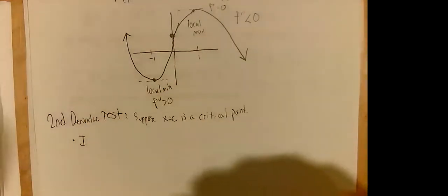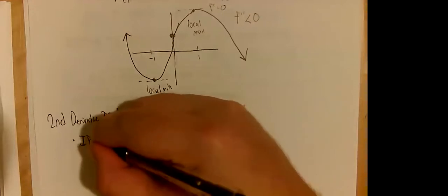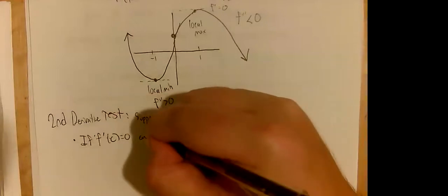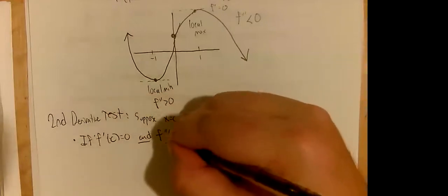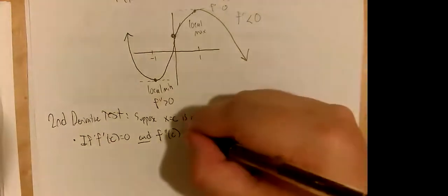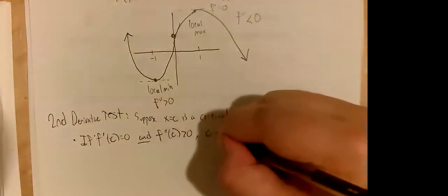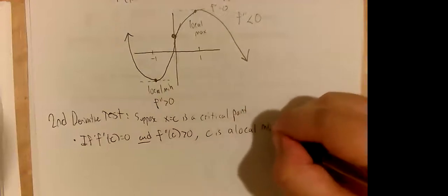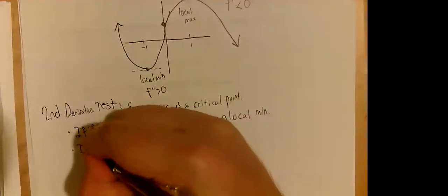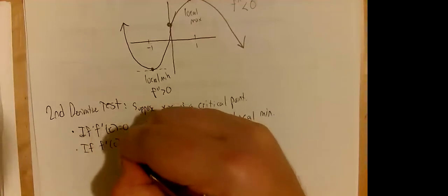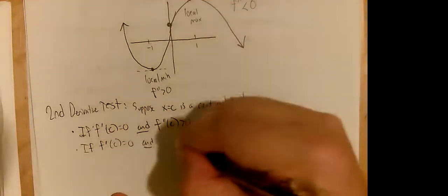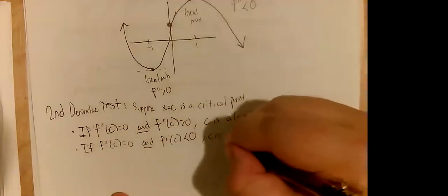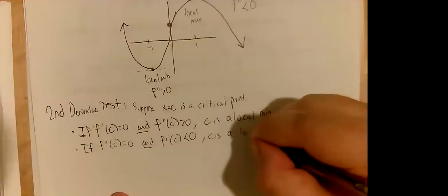If f prime of c is 0 and f double prime of c is positive, c is a local minimum. And then if f prime of c is 0 and f double prime of c is negative, then we have the other situation. c is a local max.